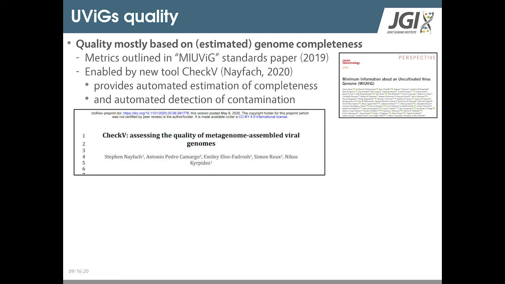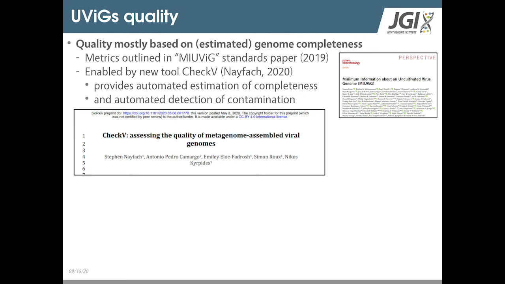It's becoming much better now, thanks to Stephen Nayfach, again from JGI, who created this tool called CheckV, which is the first and pretty much only tool which provides an automated estimation of completeness. And he also added, for good measure, detection of contamination. But here we are mostly using the completeness estimation. Basically, you can run your virus sequence through CheckV, and it will tell you, okay, your sequence represents 10% of the complete genome, 50%, or actually 100%, and that's a complete genome.